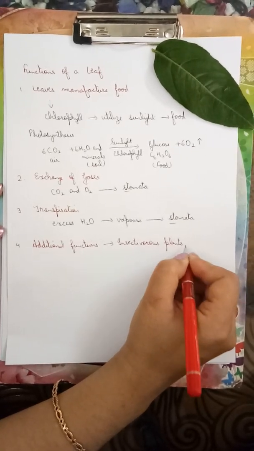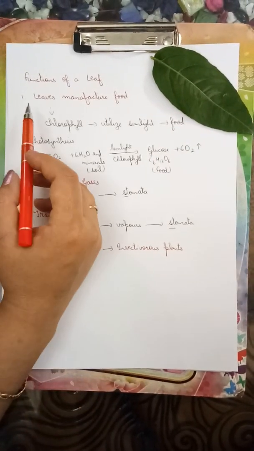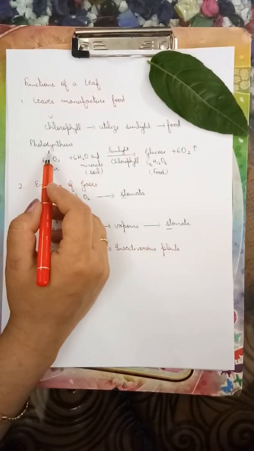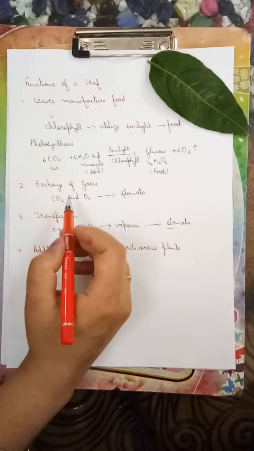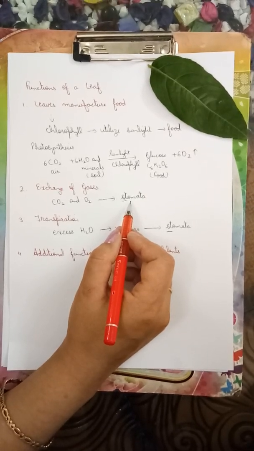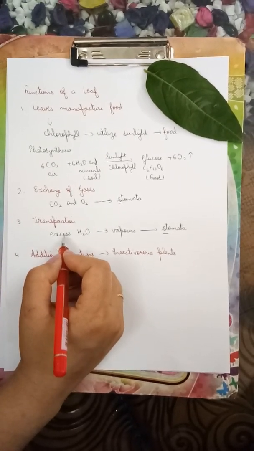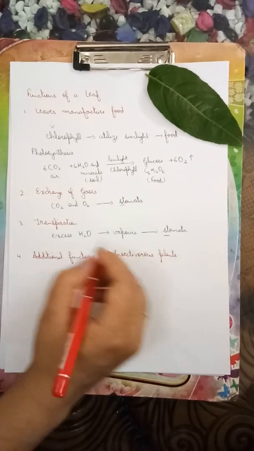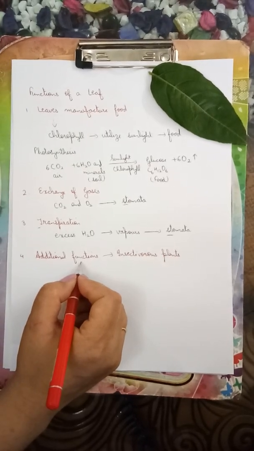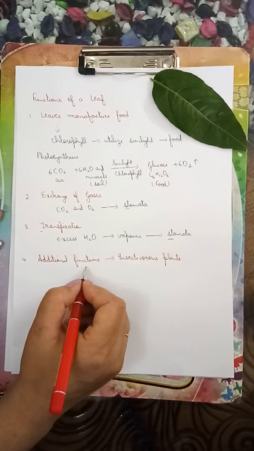So students, today we have discussed functions of a leaf. Number 1. Leaves manufacture food for the plant and the process is called photosynthesis. Number 2. Exchange of gases takes place through tiny pores present on the leaf called stomata. Number 3. Excess water is released into the atmosphere through stomata and the process is called transpiration. In addition to this, leaves perform some additional functions, like leaves of insectivorous plants help in trapping insects.